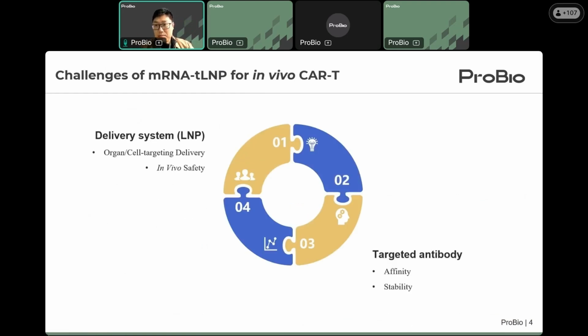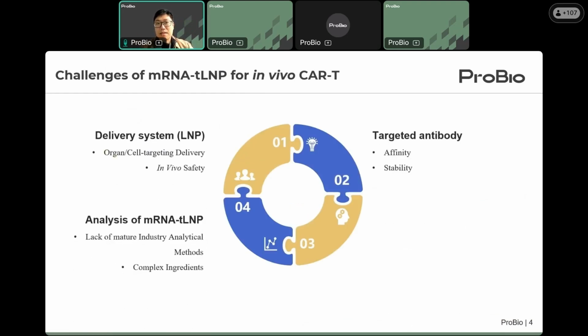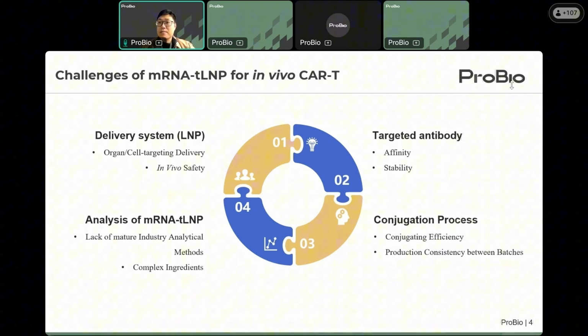In our humble opinion, there are still a lot of challenges in this field. The first is that we need to look for an LNP formulation that originally has targeting affinity. The second is that we have to screen out the best antibodies with affinity. Then hopefully your AD team or QC team has developed a very mature analysis toolbox for mRNA-tLNP production. And of course, we have to optimize our conjugation process.